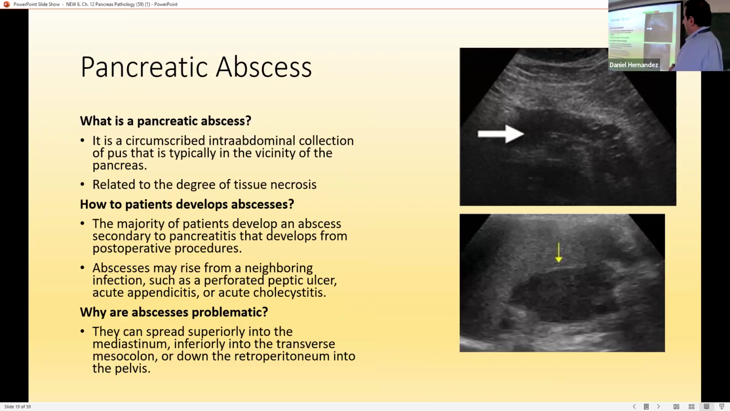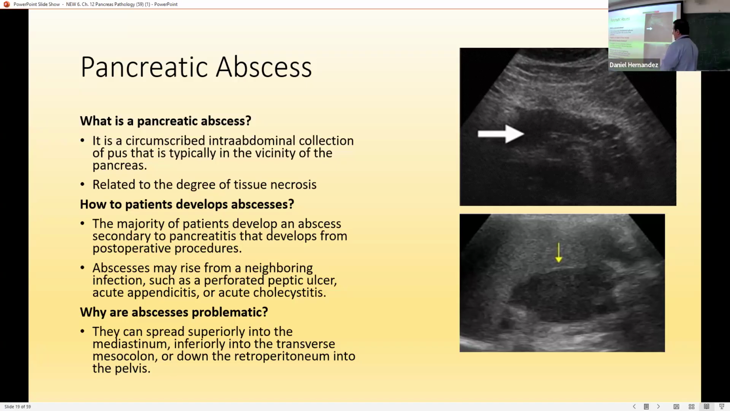Pancreatic abscesses now. Abscesses are well circumscribed intra-abdominal collections of pus. They could be seen secondary to pancreatitis, so these abscesses develop after or as a result of a patient having acute pancreatitis. They could also develop after post-operative procedures. Abscesses may arise from neighboring infections, such as perforated peptic ulcer, acute appendicitis, acute cholecystitis.